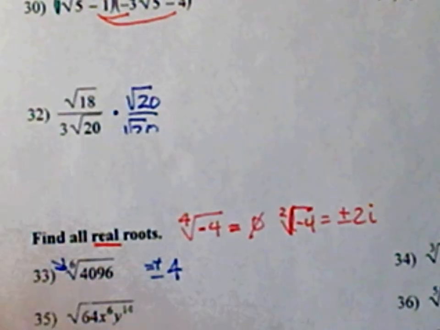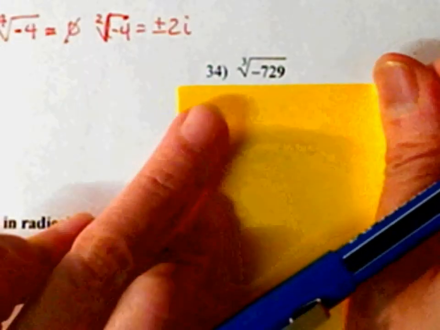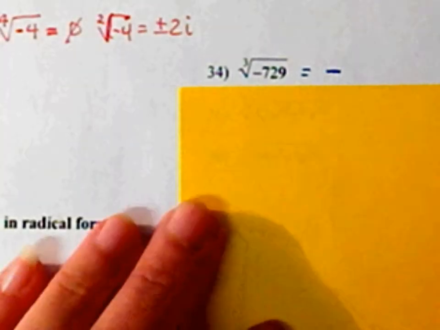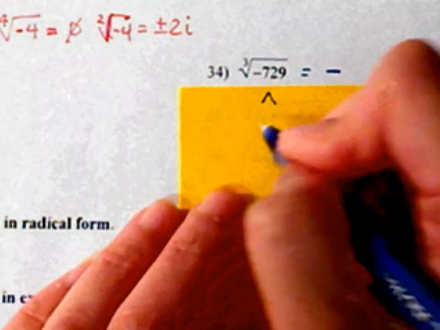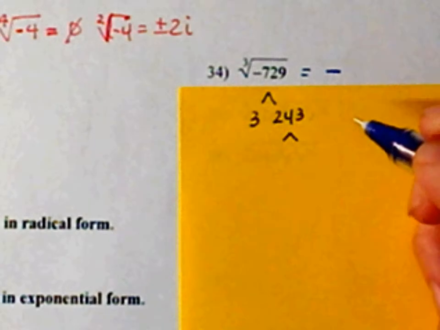All right, number 34. You can have a negative underneath the radical if you have an odd root. That negative is just going to come out as a negative, okay? So let's look at factors of 729. I want to start dividing that by 3. So 3 and 243. See, it's an odd number. Divide by 3, 3 and 81.